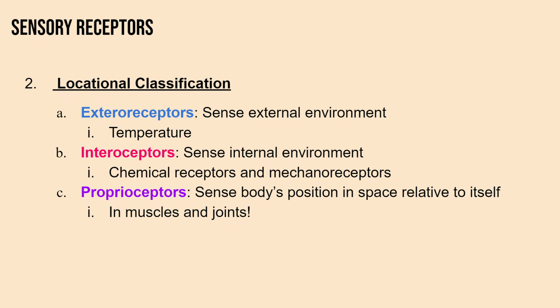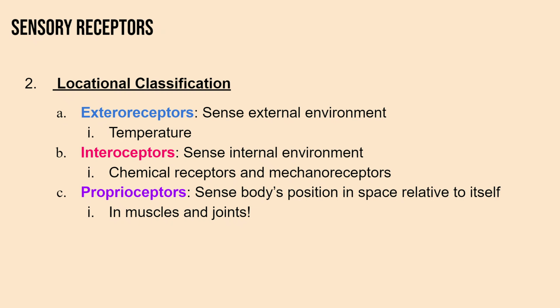Interoreceptors sense the internal environment. So an example of one of these might be a neuron or other sensory receptor in your gut that might be sensing changes in pH or chemicals when you're digesting food. That might send signals to activate different digestive responses. So they're sensing a change in the internal environment.